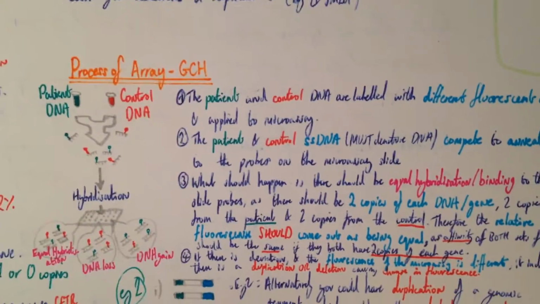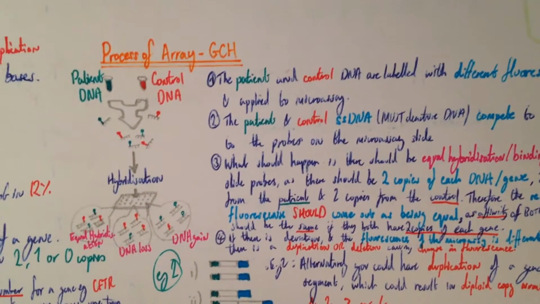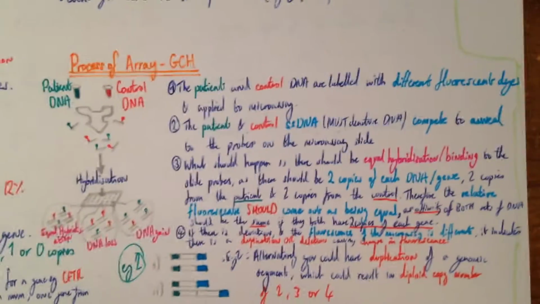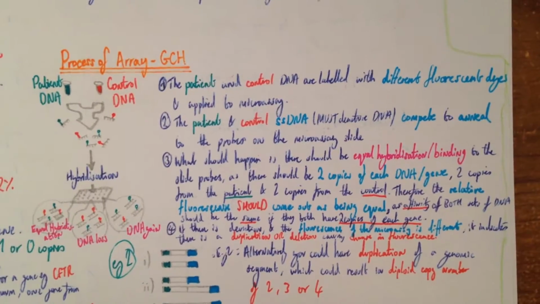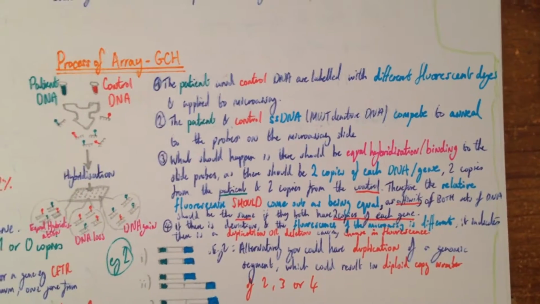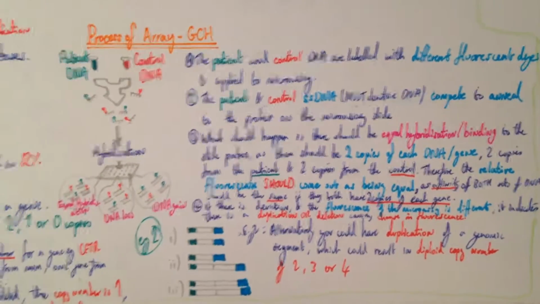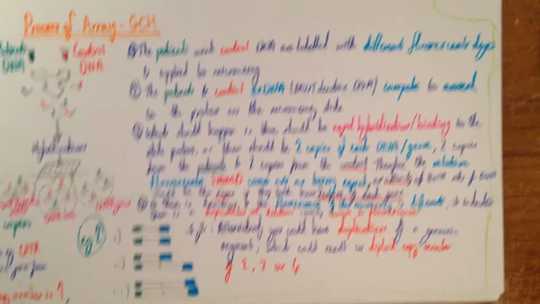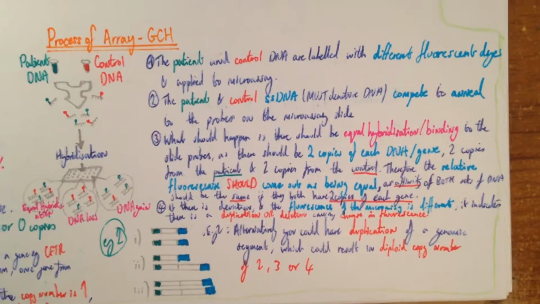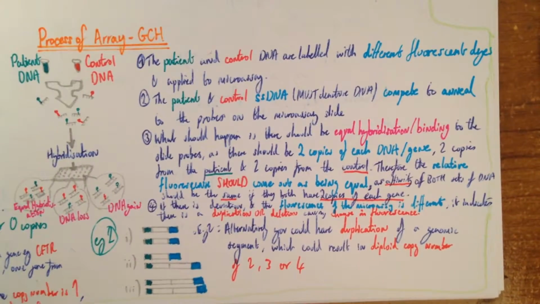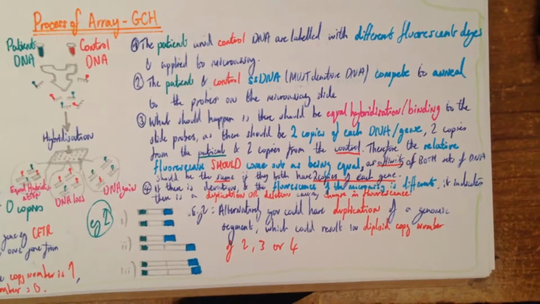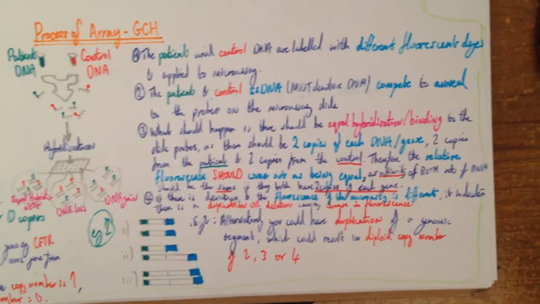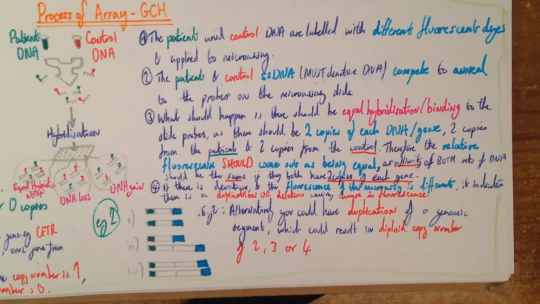So we'll talk briefly about the process of array CGH. Array comparative genomic hybridization. Number 1, the patient and the control DNA are labeled with different fluorescent dyes and applied to the microarray. As we can see, patient DNA has a green fluorescent dye, the control DNA has a red fluorescent dye. The patient and the control DNA must be denatured into single-stranded DNA. The patient and the control single-stranded DNA will compete to anneal with the probes on the microarray slide.